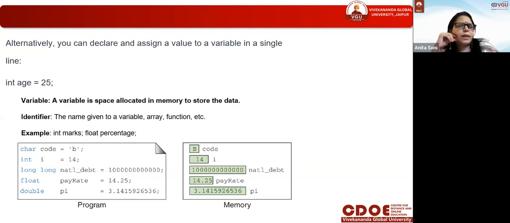Otherwise, you can write it this way also: int age; and then age equal to 25. Or both statements can be written together: int age equal to 25. This equal is called the assignment operator. You will study different kinds of operators. So there is one operator that is called the assignment operator. Here, a variable age is of data type int. It is holding the value 25.